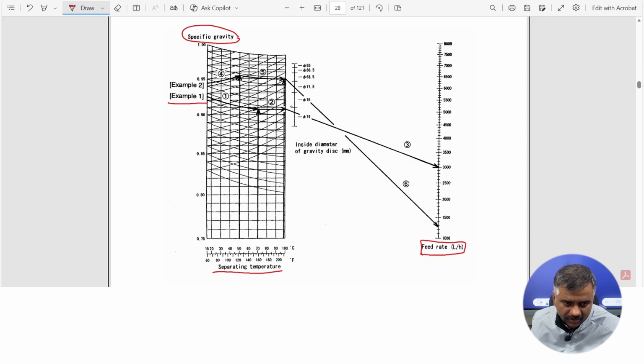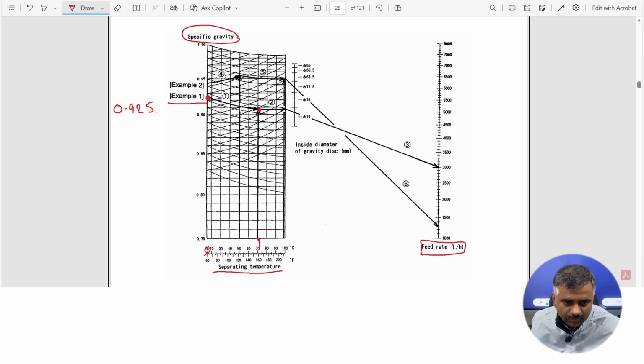Now in example 1, the specific gravity was given as 0.925 at 15 degrees centigrade. So the initial value here is 15 degrees centigrade. At 15 degrees centigrade, 0.925 in example 1 is this 0.925. We are aware that we will keep the separation temperature at 70 degrees centigrade. So this is the line for 70. This point is the 70 degrees centigrade here.